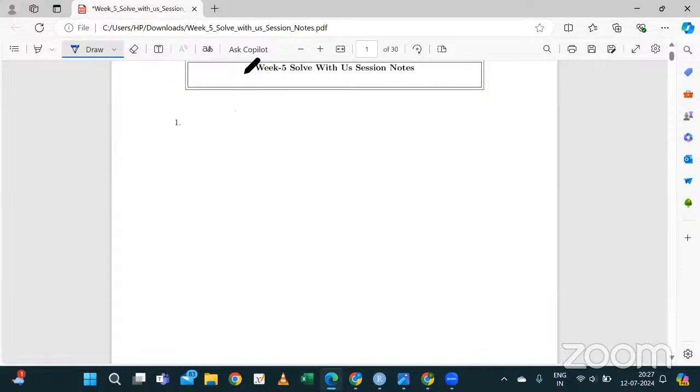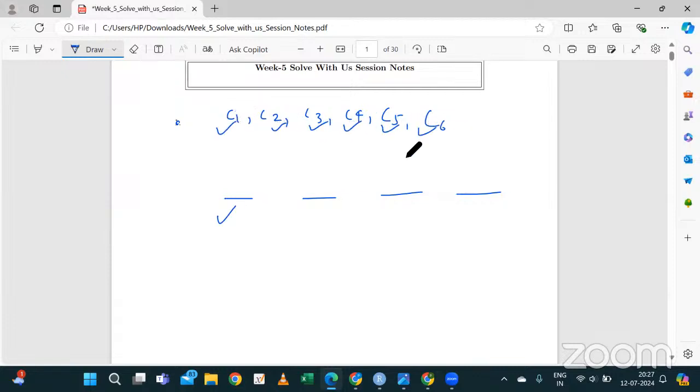Okay, so it's a very basic thing. Suppose Tom has 6 cars: C1, C2, C3, C4, C5, and C6. For the next 4 days he is planning to select a car, but he decided not to use the same car twice. So for the first day, what is the option? He can use any of the 6 cars. So he has 6 options. Yes or no?